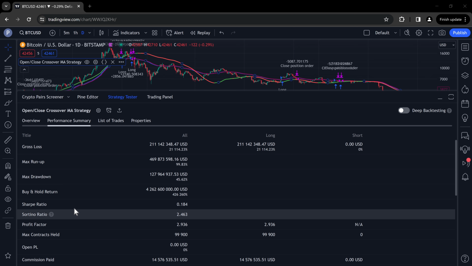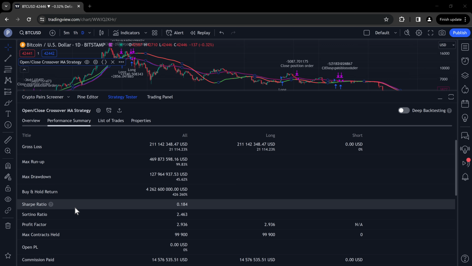Another important parameter is Sharpe ratio. Sharpe ratio is a value. It is a return per unit risk. So basically, it's comparing the return of the strategy compared to the risk taken. The higher the Sharpe ratio, the smoother the equity curve. Having a smooth equity curve is an important objective for many traders.